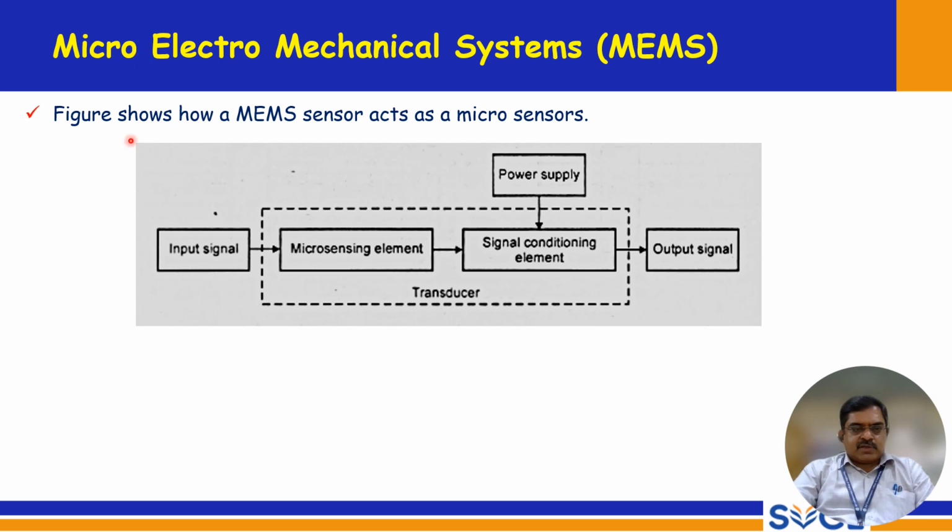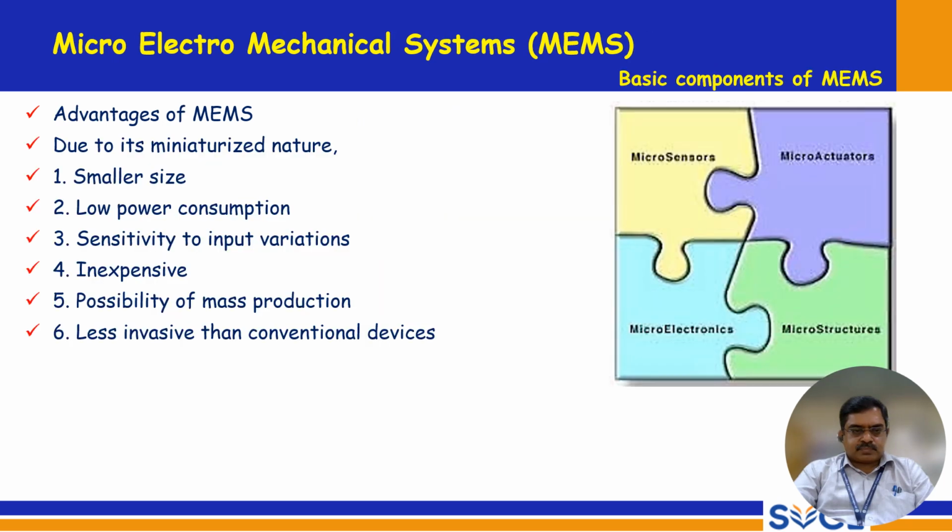The figure shows how a MEMS sensor acts as a micro sensor. Here you can see the basic components of MEMS: the micro sensors, micro actuators, microstructures, and microelectronics. The advantages of MEMS, due to its miniaturized nature, are smaller size, low power consumption, sensitivity to input variations, inexpensive, possibility of mass production, and less invasive than conventional devices. So these are the major advantages of MEMS systems.